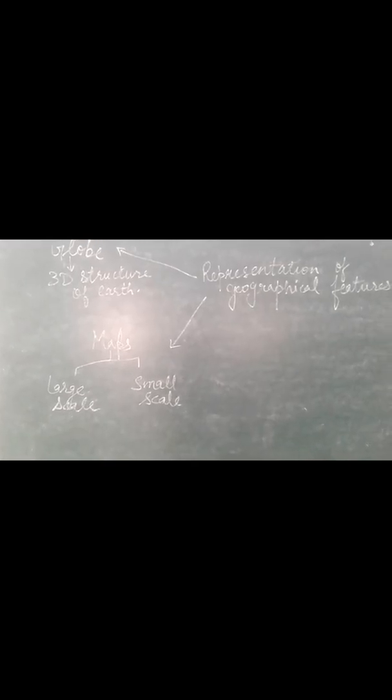We'll have a glance of a chapter. Representation of geographical features. First is globe. What's a globe? A globe is a three-dimensional structure of the earth. And map? A map is a representation of the earth on a flat surface. The map is of two types. First is large scale maps and second is small scale maps.